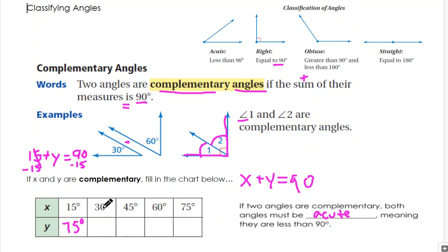All right, so if I'm finding out what y is when x is 30, I would do 90 minus 30. Just like this, so 90 minus 30 would be 60. This would be 45, because 45 plus 45 gives me 90. 60 plus 30 gives me 90. 75 plus 15 gives me 90. Okay, so complementary angles are any two angles that add up together and give you 90 degrees.